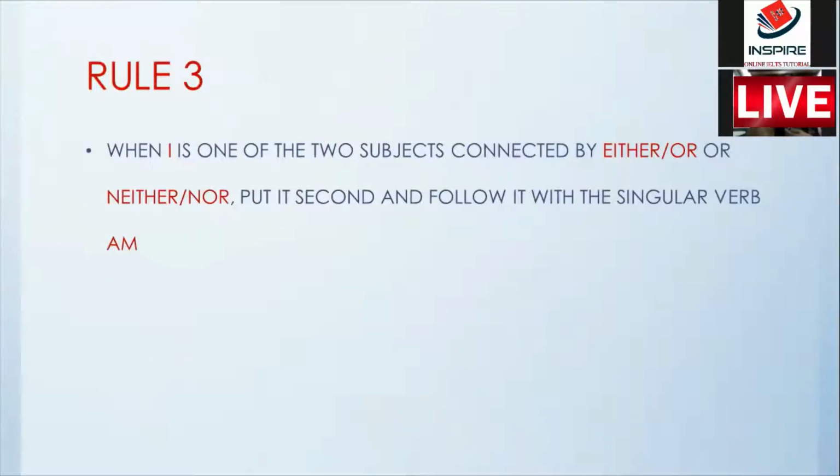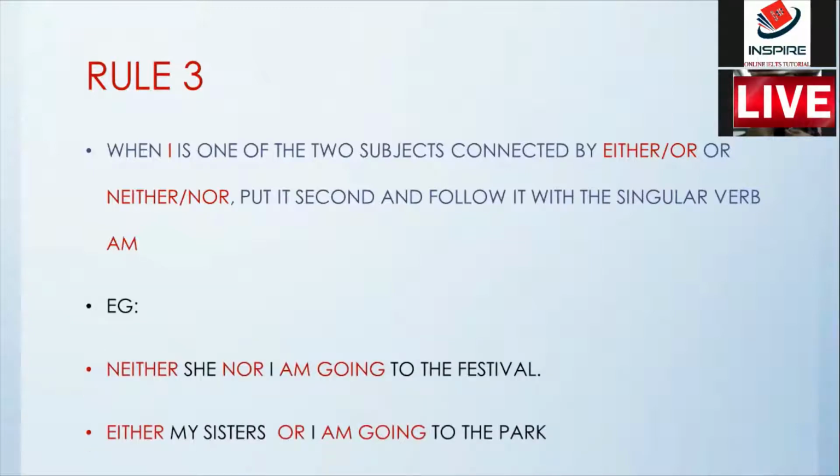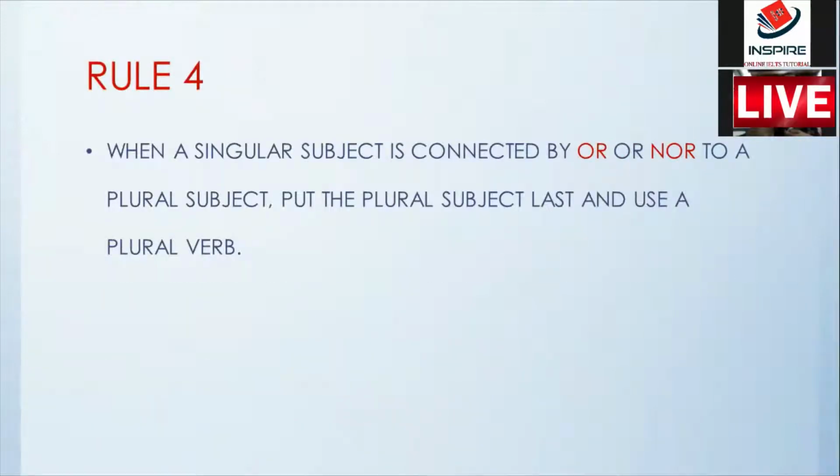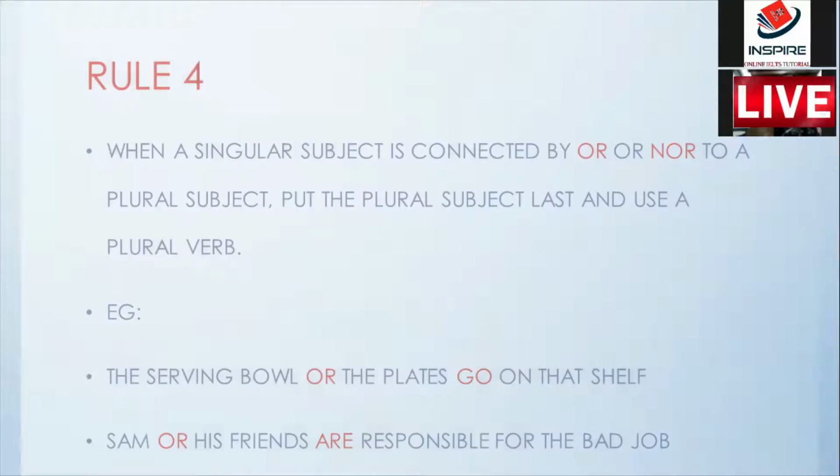തേർഡ് റൂൾ, നെയ്തർ നോറോ ഏതർ ഓറോ ഉപയോഗിച്ച് രണ്ട് സബ്ജക്റ്റുകൾ കണക്ട് ചെയ്യുമ്പോൾ അതിൽ ഒരു സബ്ജക്റ്റ് ഐ ആണെന്നുണ്ടെങ്കിൽ ഐ സെക്കൻഡ് സബ്ജക്റ്റ് ആയിട്ട് യൂസ് ചെയ്ത് ആം എന്ന് പറയുന്ന സിംഗുലർ വെർബ് അതിനോടൊപ്പം ചേർക്കുക. That is the third rule. Then what can be the fourth rule? Fourth rule, when a singular subject is connected by or, nor to a plural subject, put the plural subject as the last subject and use a plural verb. That was the fourth rule.